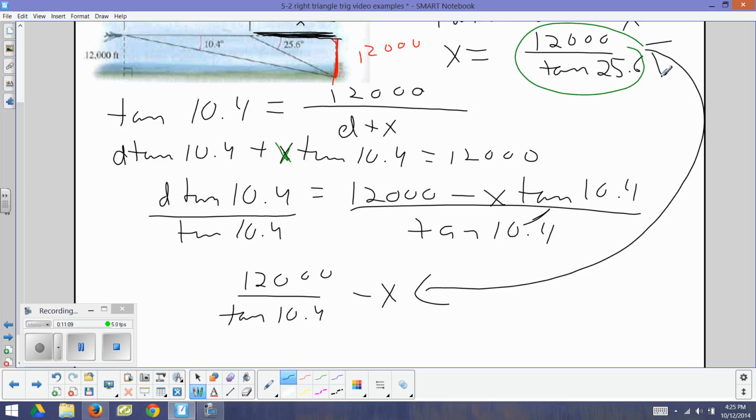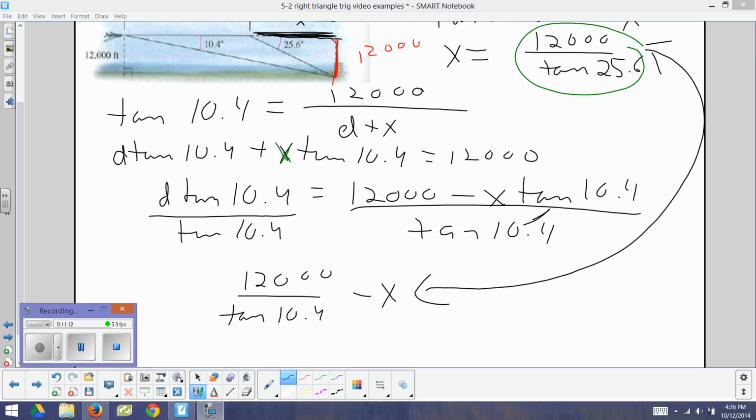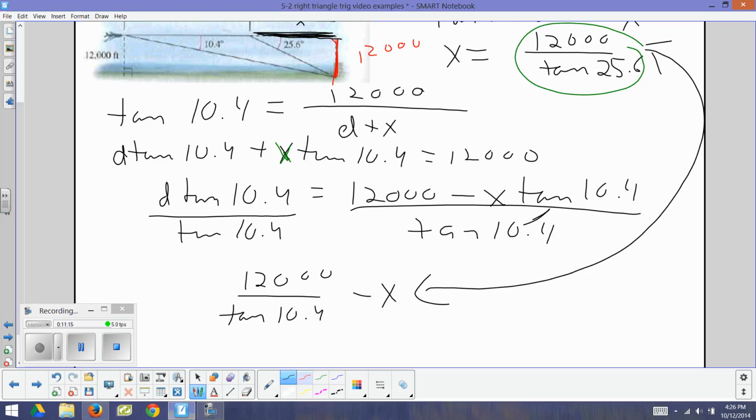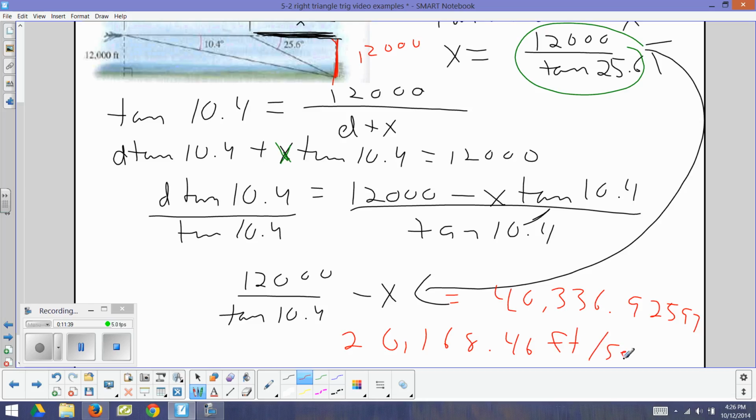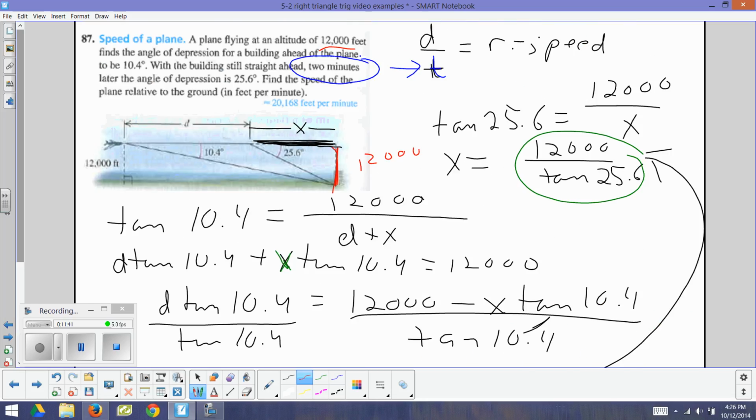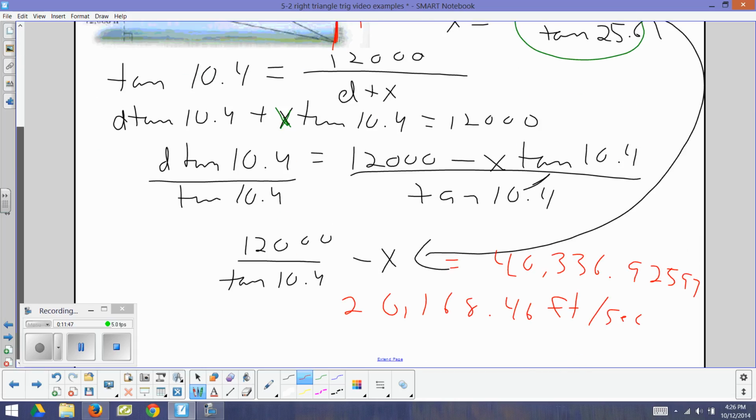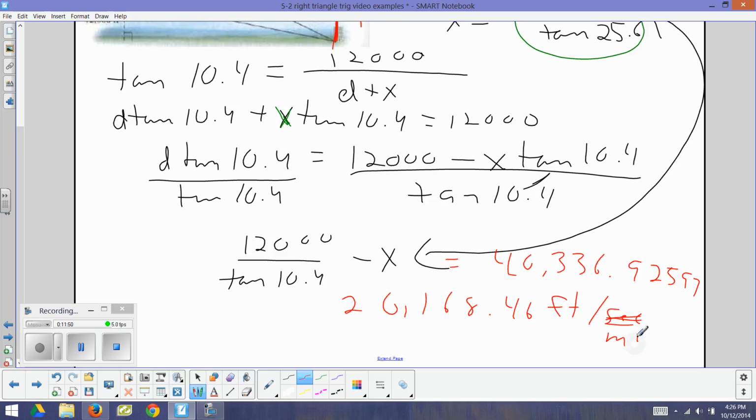So pick up your calculator. When you picked up your calculator here for D, you would have gotten 40,336.92597. That's your D. Remember, divide by 2 to get my speed. My speed will be 20,168.46 feet per second. Because I was talking about feet here. Or, I'm sorry, per minute, not second, minute. So it's feet per, sorry about that, minute. Done.